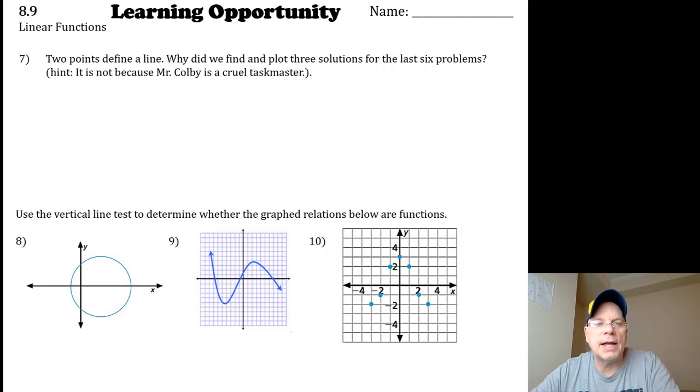2 points define a line, so why did we find and plot 3 points for the last 6 problems? Hint, it is not because Mr. Colby is a cruel taskmaster. I'm a very nice taskmaster.